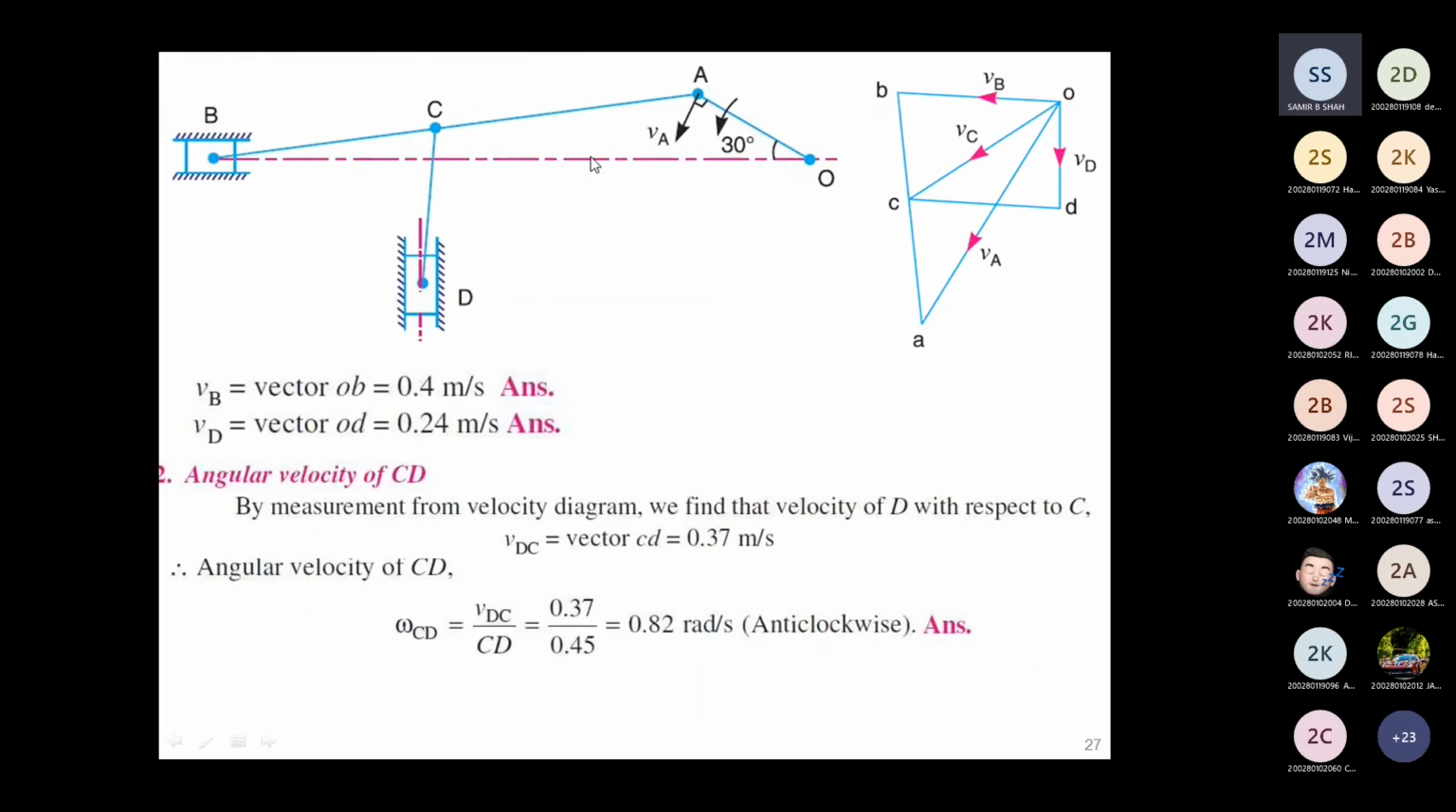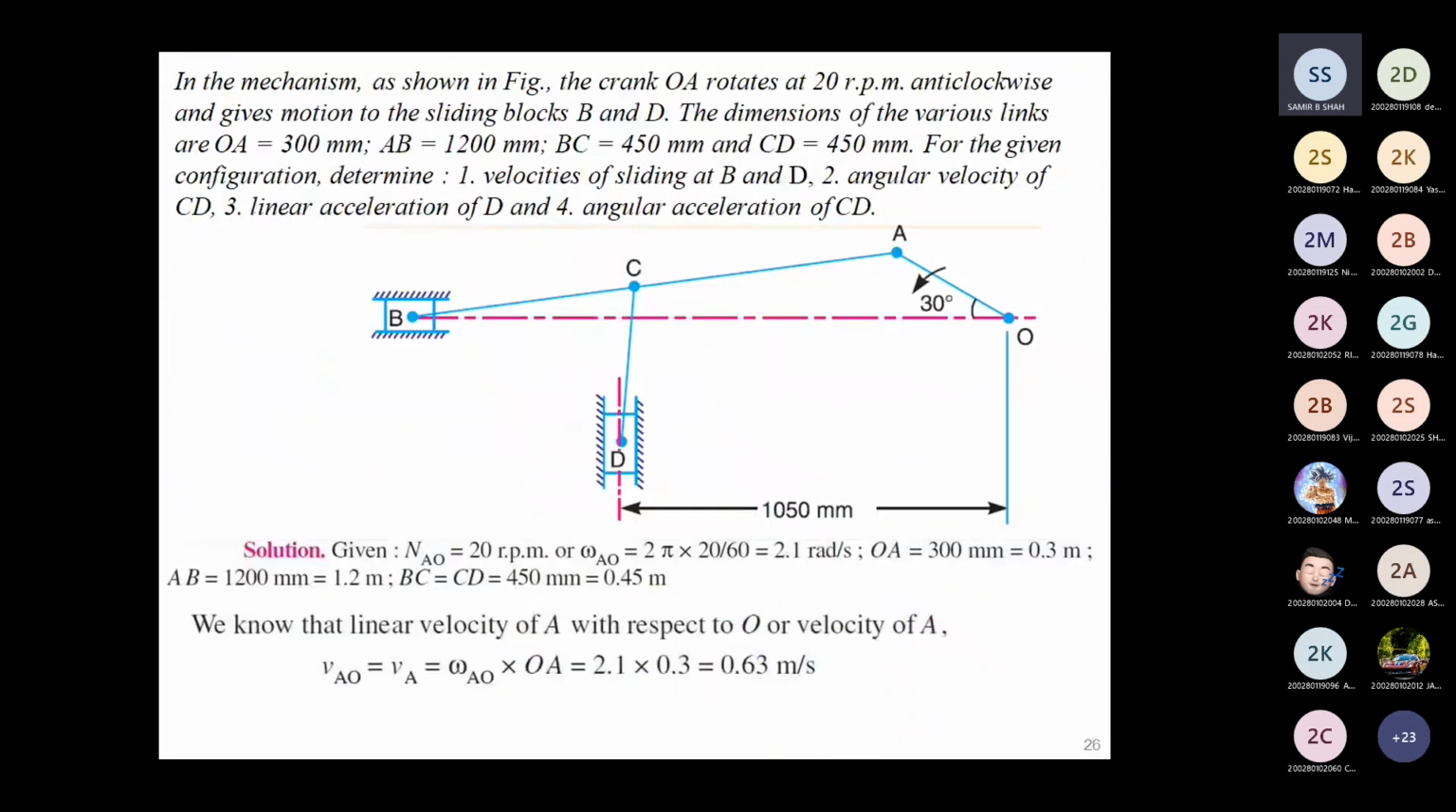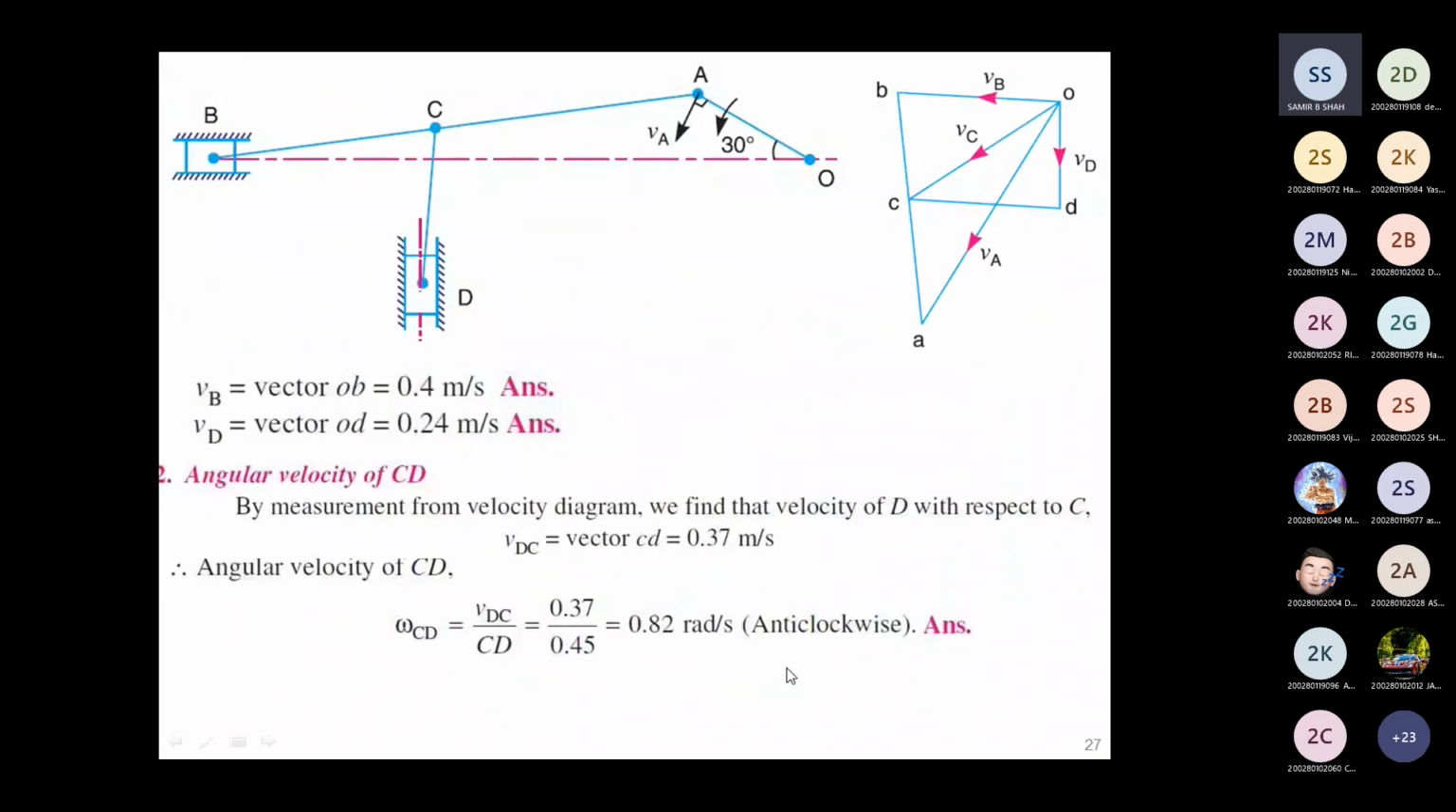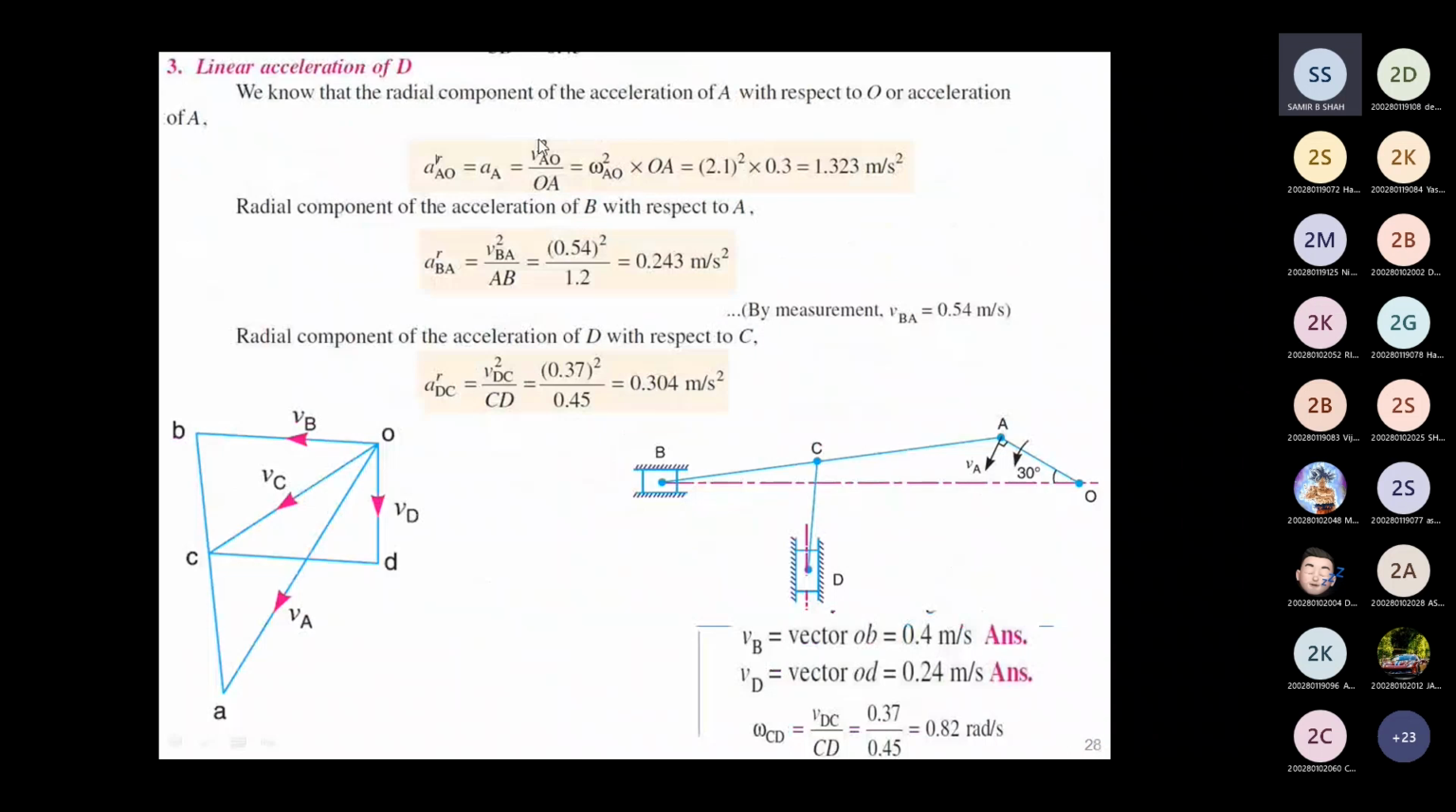But we already have V of OA, that is 0.63. So 0.63 square divided by 0.3. Okay, the velocity of OA is 0.63, so 0.63 whole square. So the answer is 1.323.